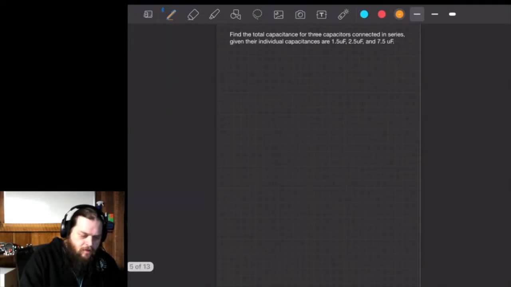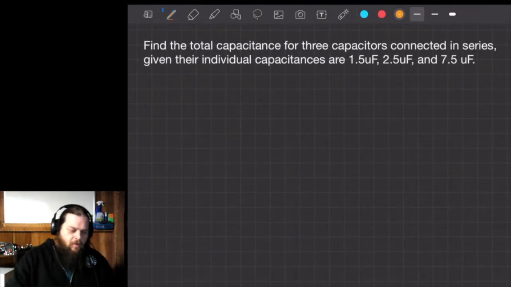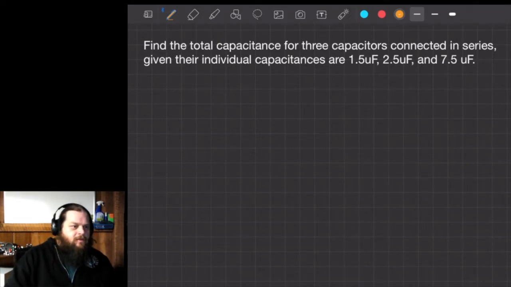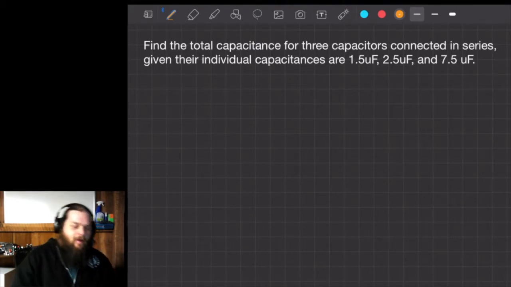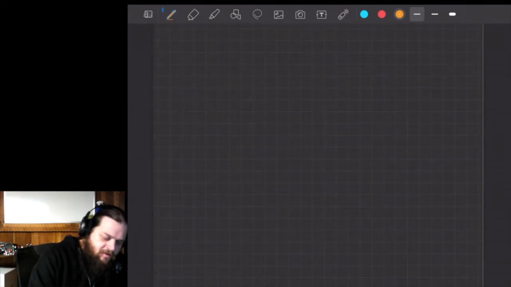Going on, the next problem is to find the total capacitance for 3 capacitors connected in series. So first we need to talk about how capacitors add up when they're in a series versus when they're in parallel, and what that means.